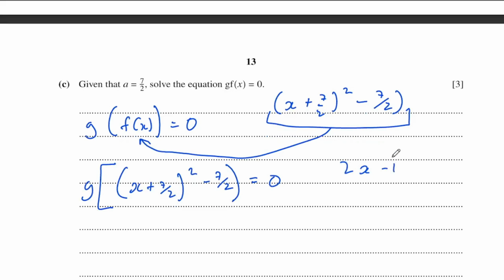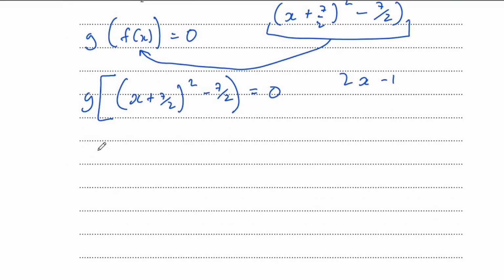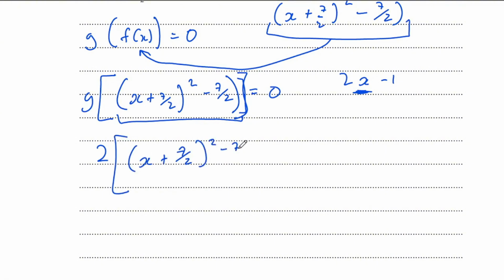And the function of g is just 2x minus 1. So 2x minus 1. Therefore, this is just going to be 2. And in place of x, we're going to put whatever was inside here. And so (x plus 7 over 2) squared minus 7 over 2, minus 1 equals 0. 2x minus 1, right?